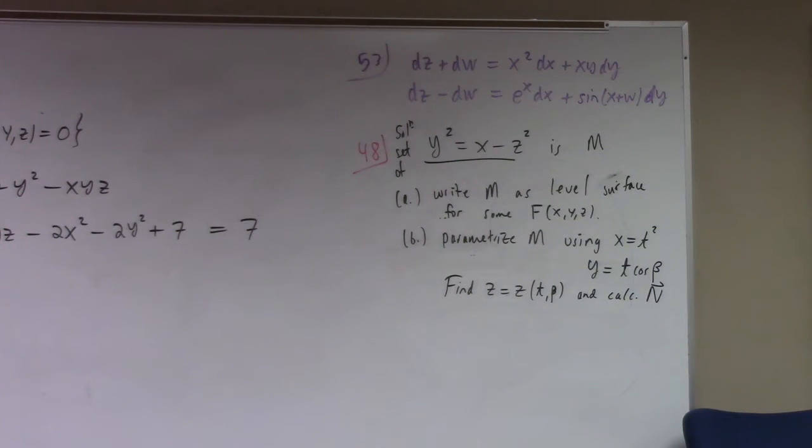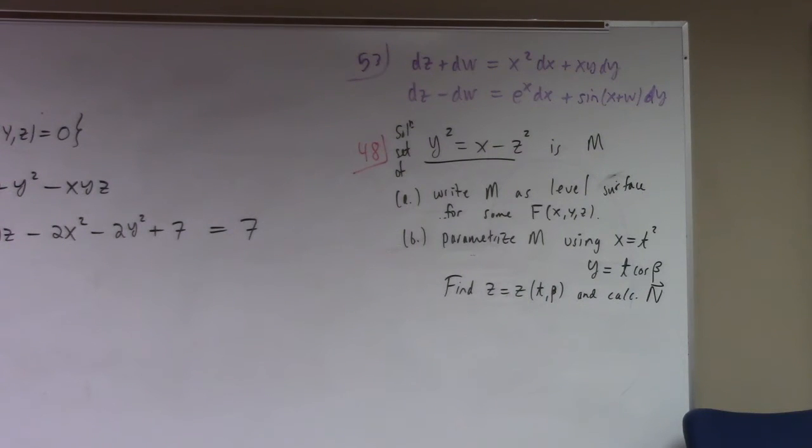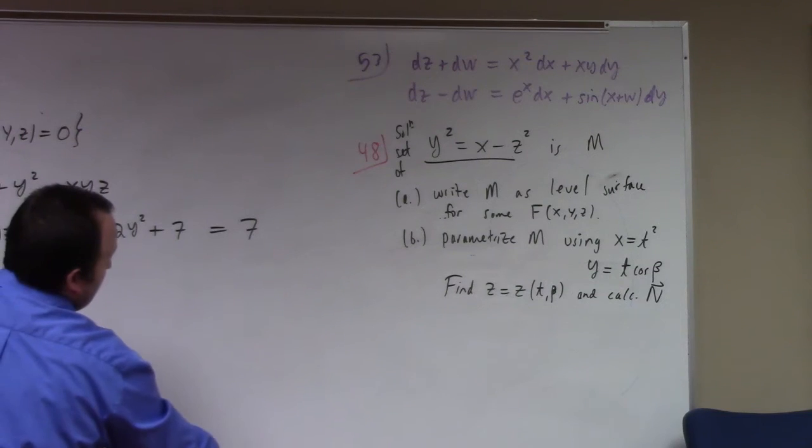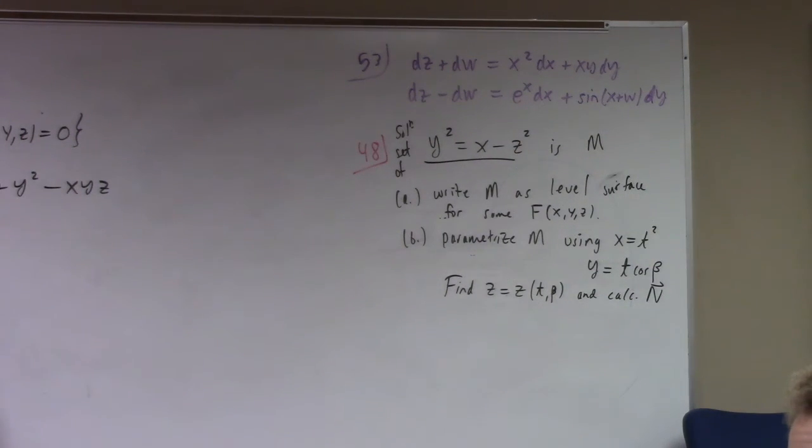My point to you is the level function is not unique, but unless you're a weirdo, you're almost all going to agree on one of two answers: this, or xyz minus x squared minus y squared. Those are the two natural choices here, given that statement. So that's it: write M as a level surface. You say f of x, y, z is that, and that equal to 0 has as its solution set M. That's it.